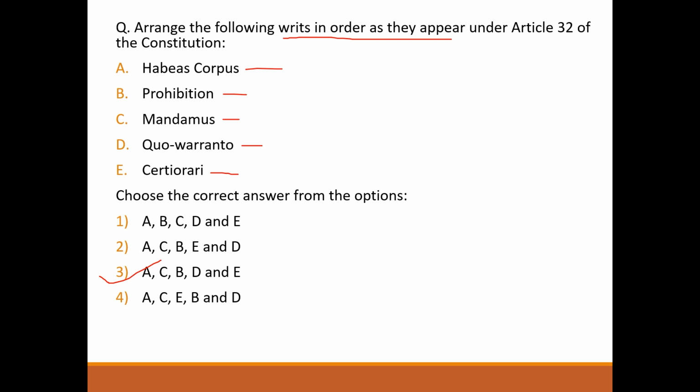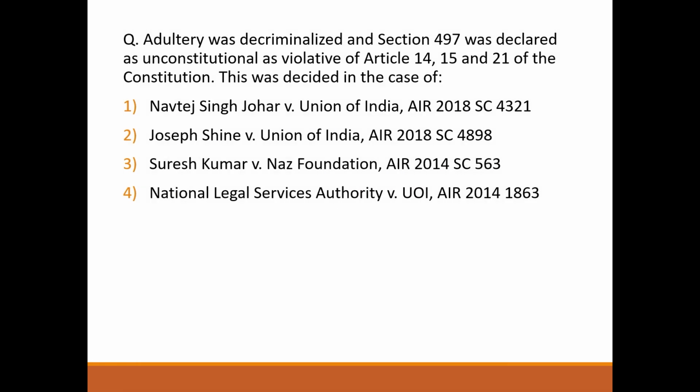Next question. Adultery was decriminalized and section 497 was declared as unconstitutional as violative of Article 14, 15 and 21 of the Constitution. This was decided in case of option number 2, Joseph Shine versus Union of India.